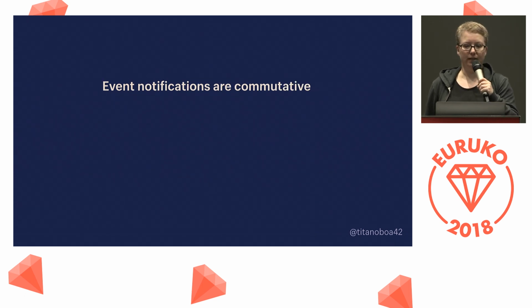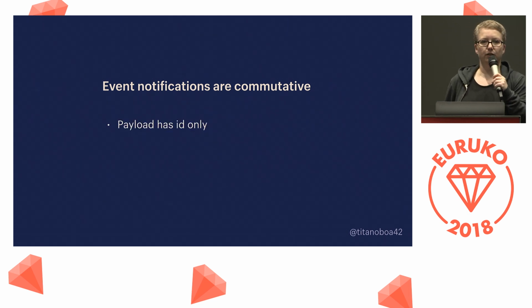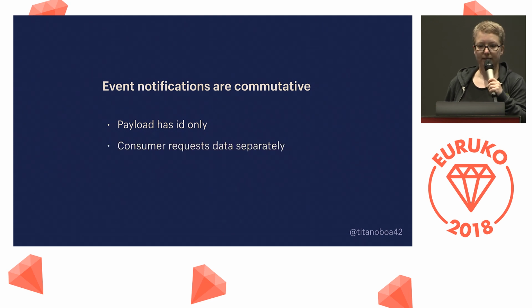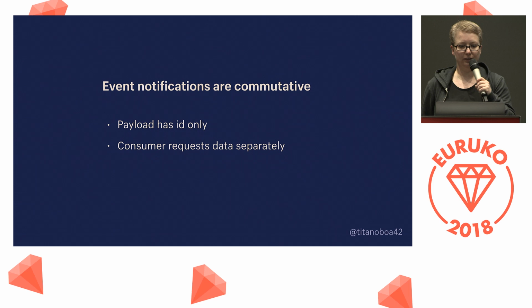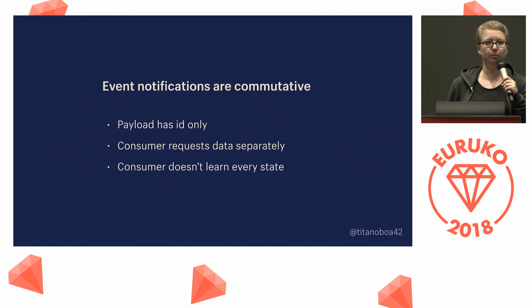A different approach is to send very simple event notifications where the payload is only the ID of the resource that has changed. These messages are commutative, the order doesn't matter at all. But the message consumer has to make a follow-up request to fetch the recent changes. It also means that the consumer doesn't learn every intermediate state of the resource. It only learns the state at the time of the follow-up request. So this approach does not work very well if the consumer is building some kind of history or a timeline.